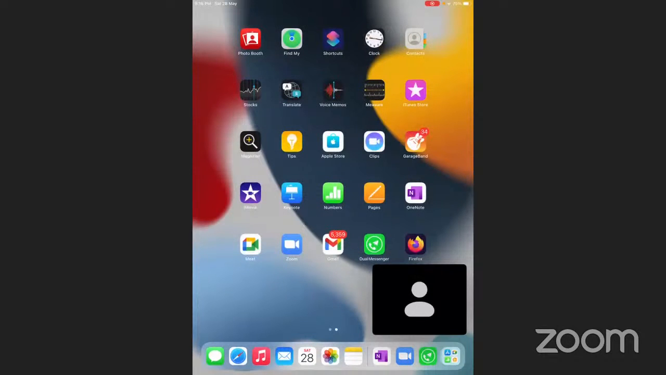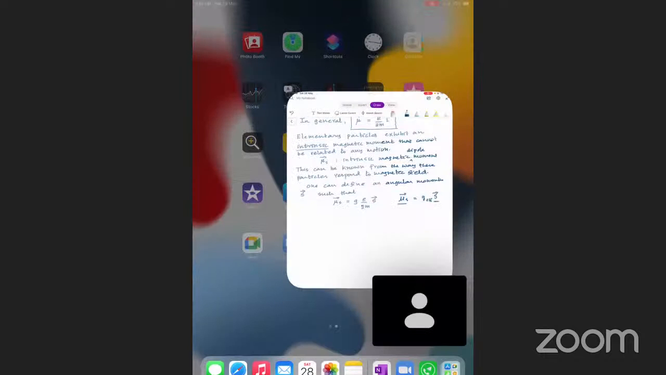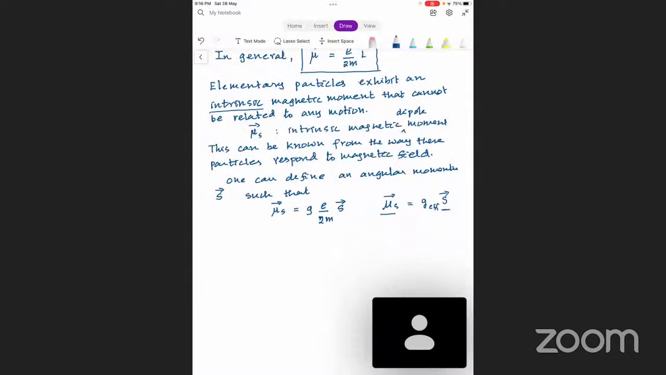What I am saying is, we could write this as g times s. The effective moment need not be related to charge. But what is this s? Sir, we can't see your screen. So what is s?